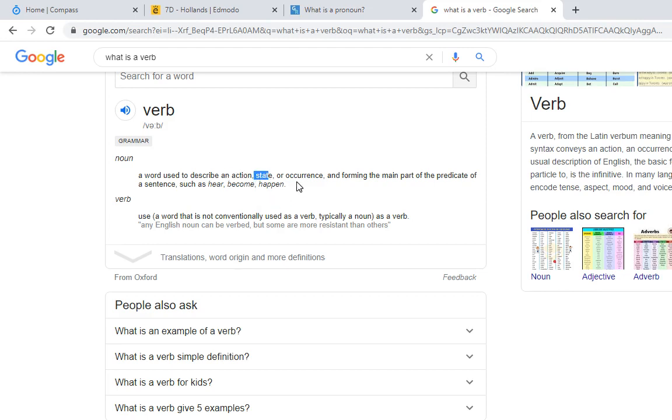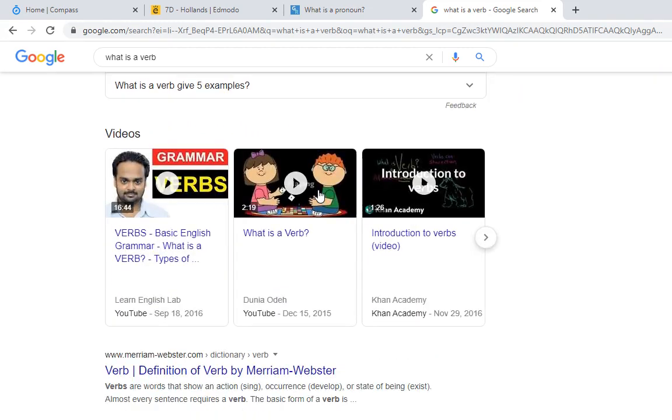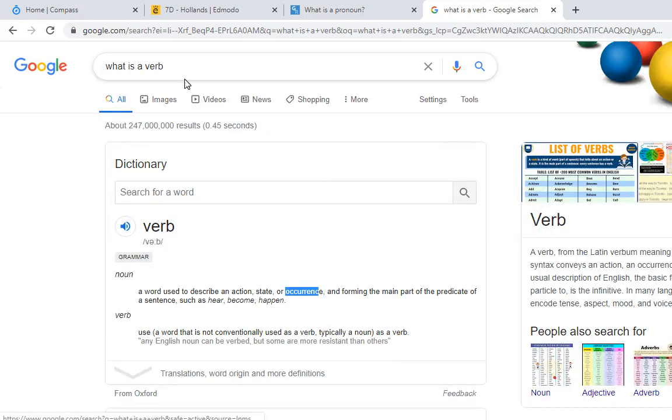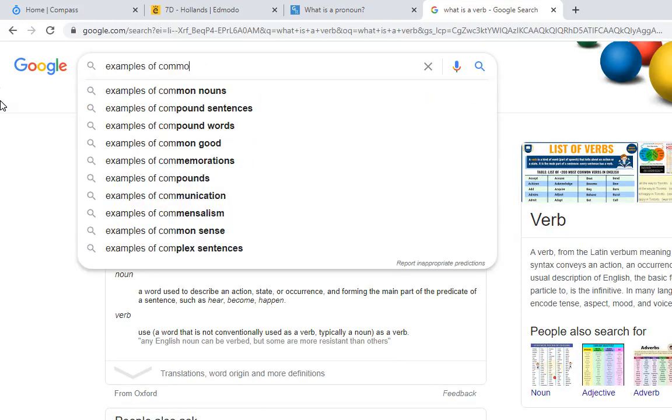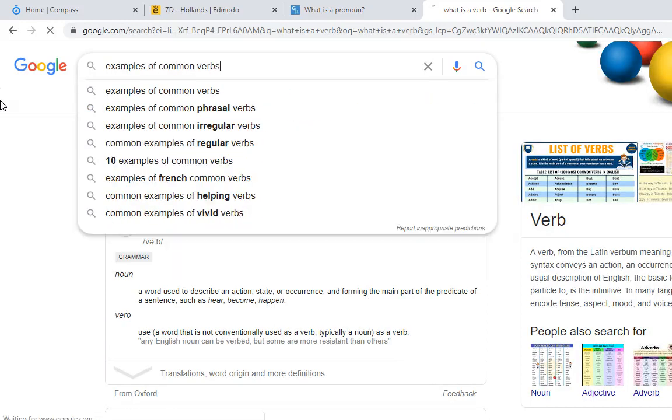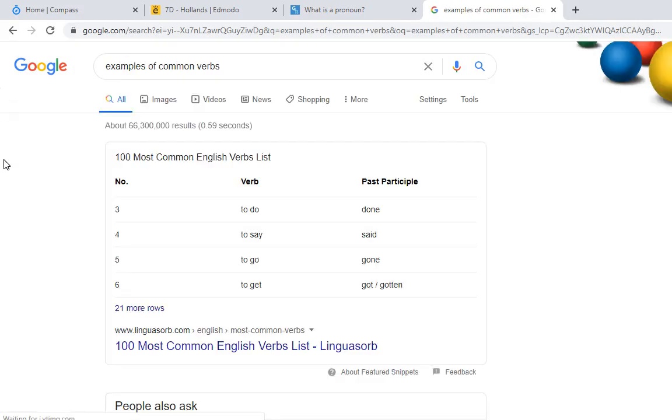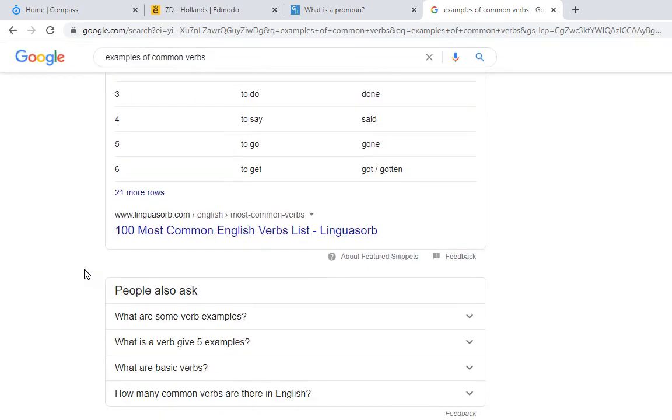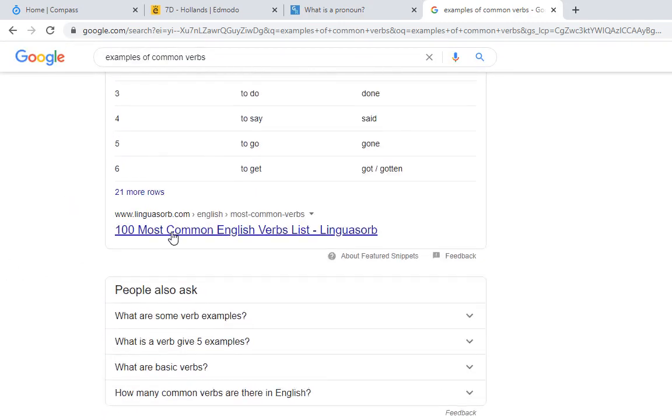A state, that's like how you can be, like hungry, or an occurrence. A little bit trickier on occurrence. I'd really like to find a list of examples. I think that's going to help me here. So examples of common verbs. Let's see if that gets me anything more useful. Okay, so 100 most common English verbs list. Maybe. Let's have a look.